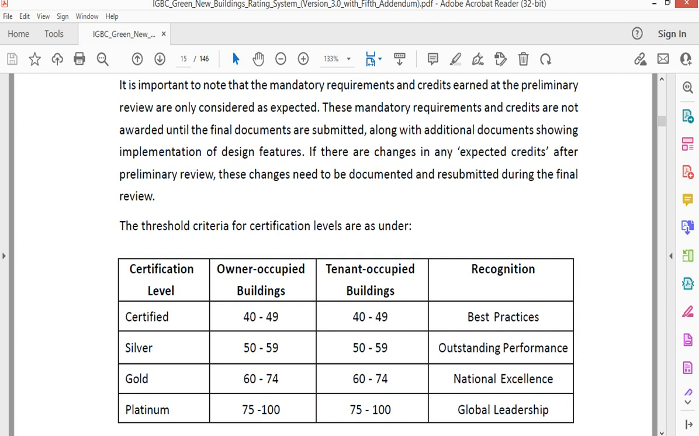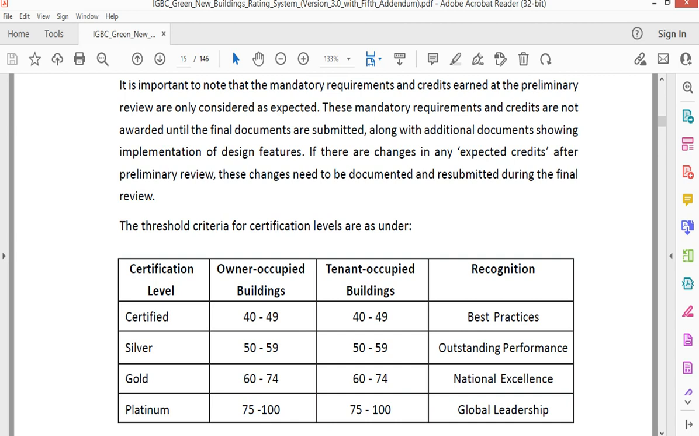So the threshold criteria for this certification is given here. As I had already mentioned, the four types of certified levels. They are certified, silver, gold, and platinum. Based on the points received, it would vary. And this is the same for both owner-occupied buildings and tenant-occupied buildings.